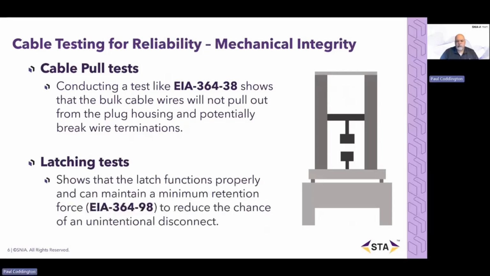You can also do latching tests. This will ensure that the latches are functioning properly and that they can maintain the required minimum retention forces. This will help to ensure that your cables don't unintentionally or accidentally get unplugged when the bulk wire of the cable happens to get pulled or some other force gets applied to the cable or connector by some means. Basically, the latching makes sure that your cable stays connected and maintains a good connection.